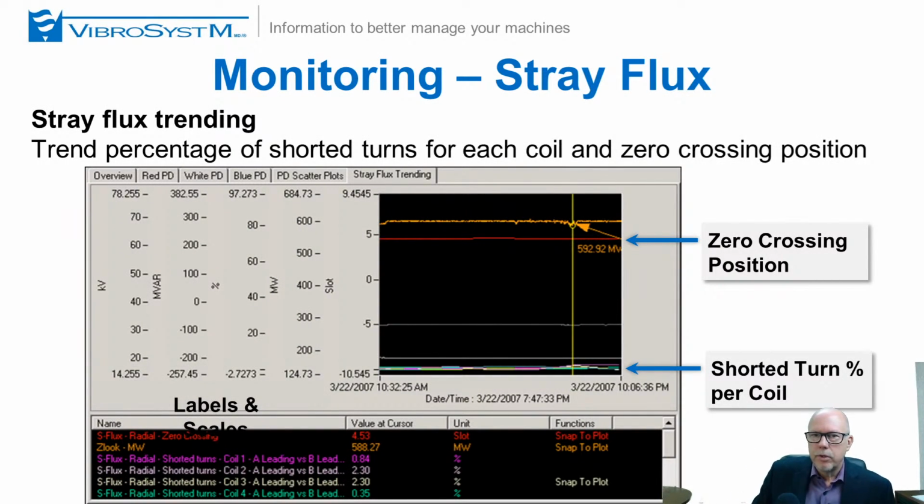And also the software is able to trend. It will trend the percentage of shorted turns for each coil and the zero crossing position. So you're able to monitor long term without taking dynamic measurements, without having to analyze the results in the previous graphs. You can just follow the trends and intervene or go into diagnostics in greater detail if you see an evolution of the problem.